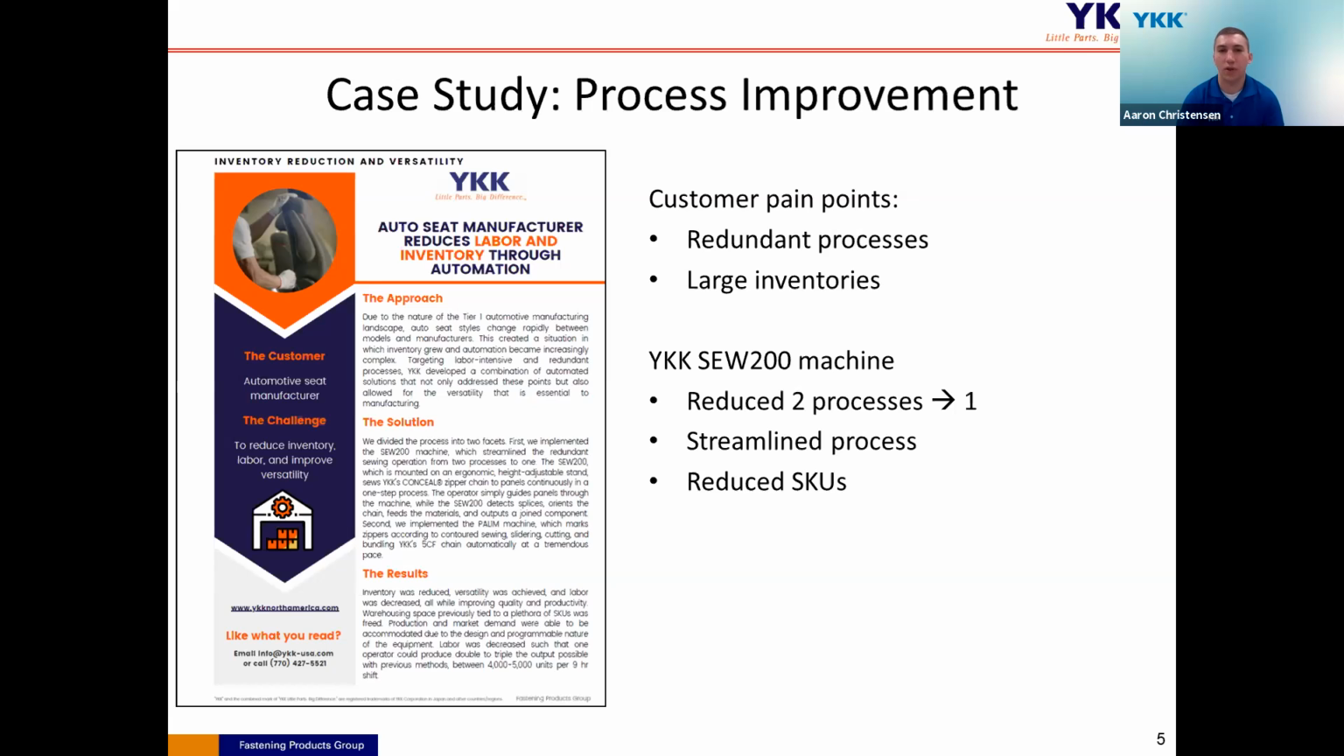So YKK has a couple areas where we've helped out in this situation. One of them is the SO 200 machine. What this is really good for is reducing processes, usually from 2 to 1, and increasing output, and streamlining processes and reducing SKUs. So the way the SO 200 machine works is it automatically feeds zipper in from a spool or from a continuous box. And the operator just picks up panels and feeds them into the sewing machine. And it's very speedy. It's very easy. It's all done in one spot.